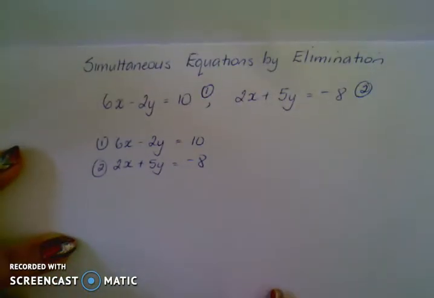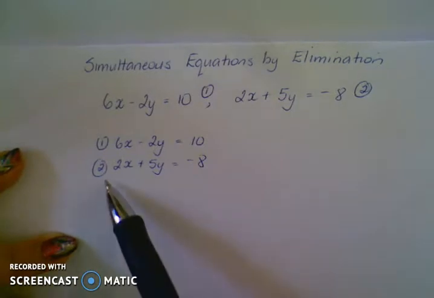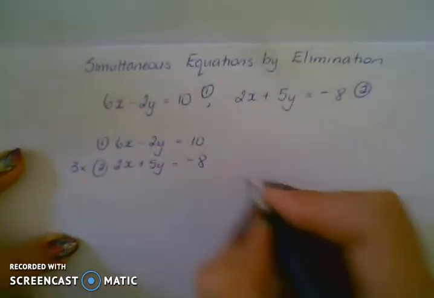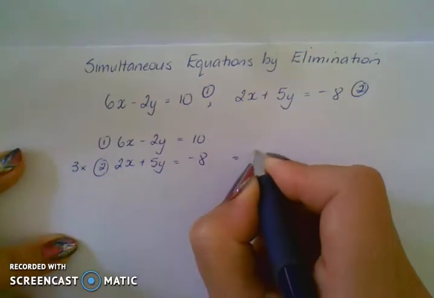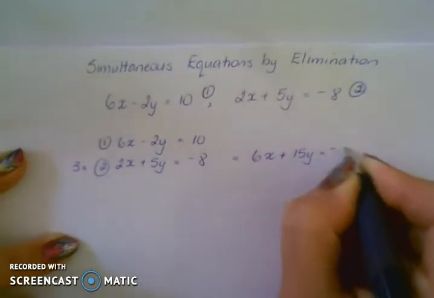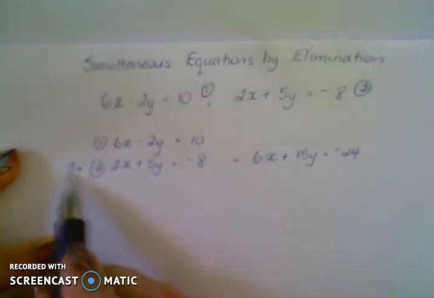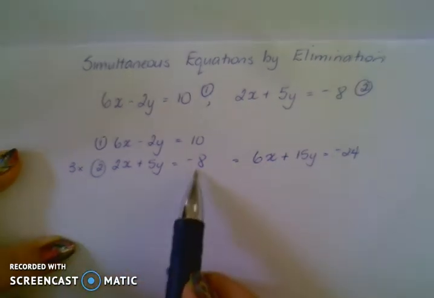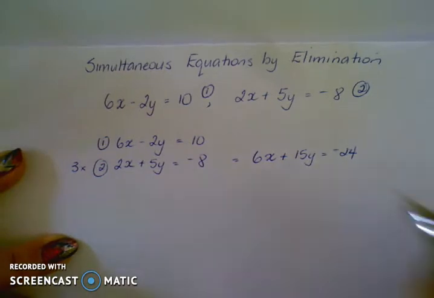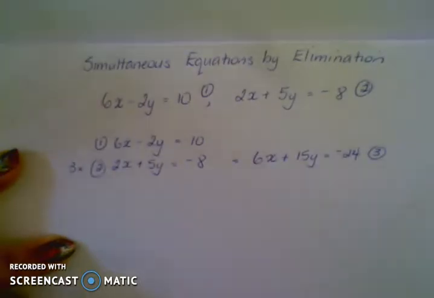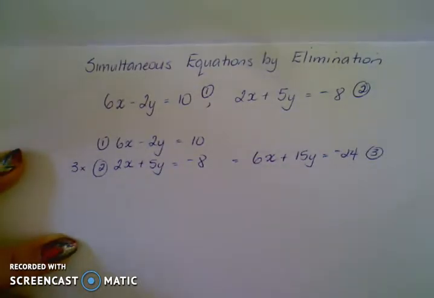So what we can do here is say, well, if I multiplied equation 2 by 3, so we multiply everything by 3, we get 6x plus 15y equals negative 24. That's 3 times 2 gives me 6, 3 times 5 gives me 15, and 3 times negative 8 gives me negative 24. And I'm going to call that equation 3. So what I've done is I've created an equivalent equation to our second one.